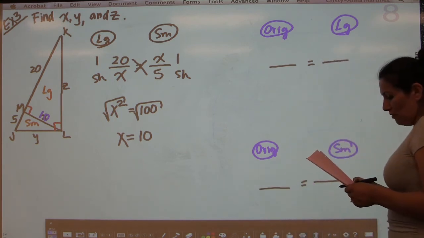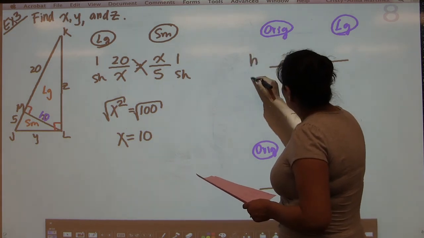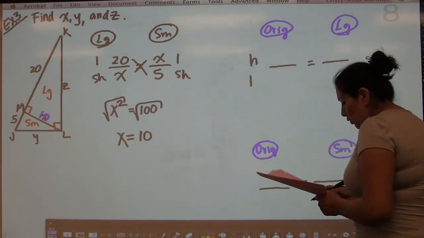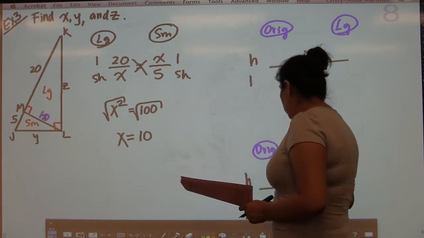So when you go from original to large, you want to compare hypotenuse to the long. And when you go from original to small, you want to compare hypotenuse to short. Okay, so here we go.